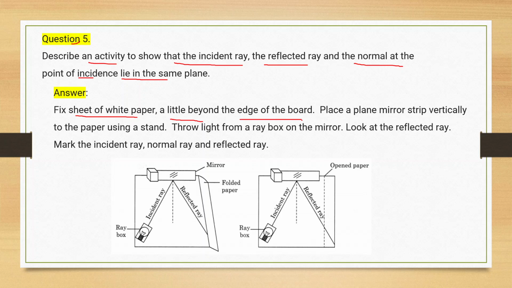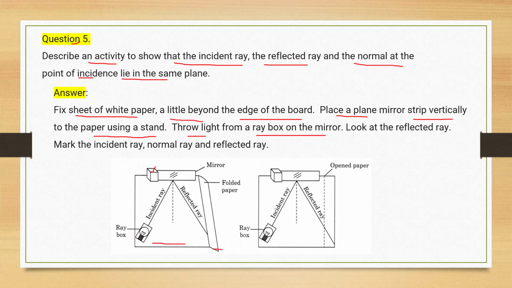यानी बोर्ड के ऊपर आपको व्हाइट शीट लगानी है जो बोर्ड से थोड़ी बाहर की तरफ निकलती रहे. जैसे ये देखिए, ये व्हाइट शीट आपने बोर्ड पे लगाई और ये थोड़ा सा पार्ट इसका बाहर की तरफ निकल रहा है. Place a plain mirror strip vertically to the paper using a stand. This is mirror vertically. Throw light from a ray box on the mirror.